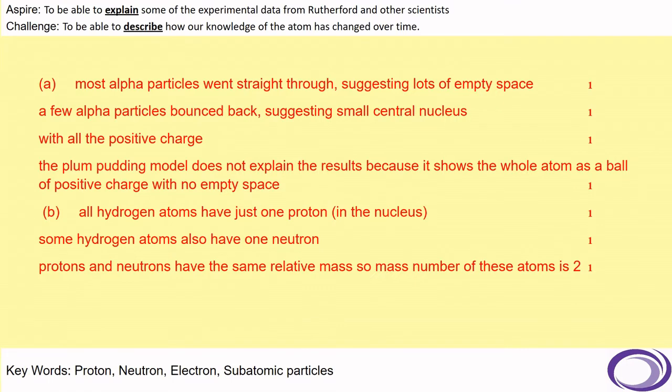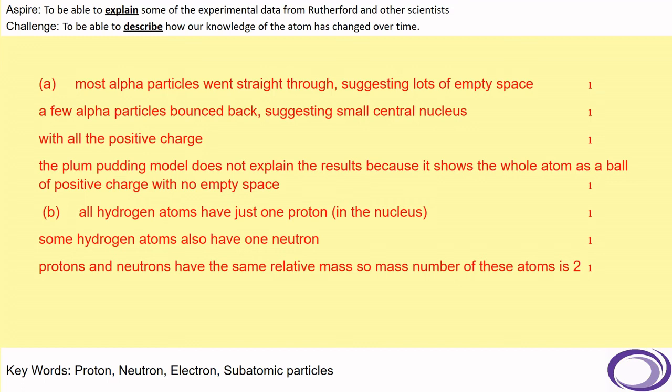Okay, so I've put the mark scheme on the screen for you to check through your work. A, most alpha particles went straight through, suggesting empty space. Few bounced back, suggesting a small central nucleus. And if they're positive particles bouncing back, then the nucleus has a positive charge. The plum pudding model does not explain these results, as it shows the whole atom as a ball of positive charge with no empty space.